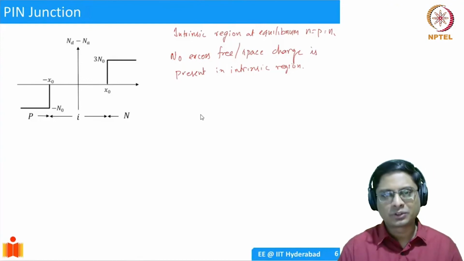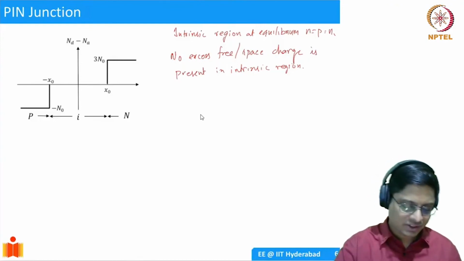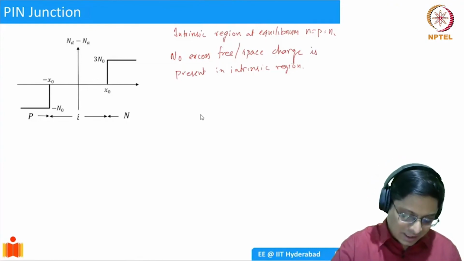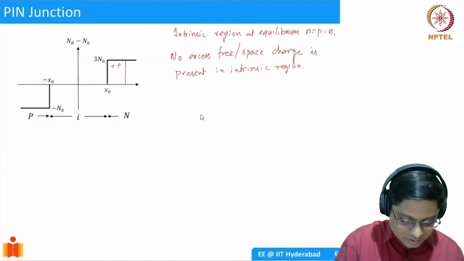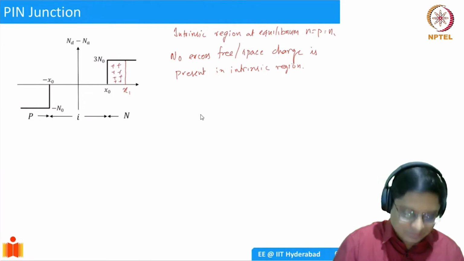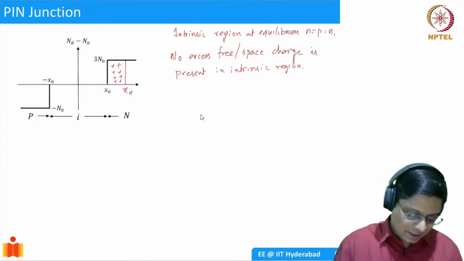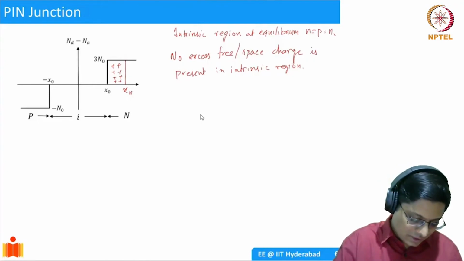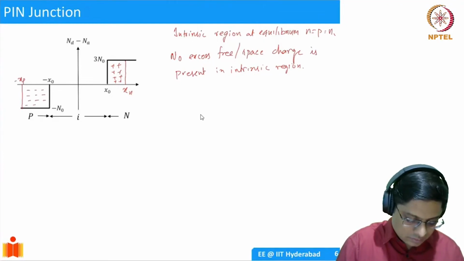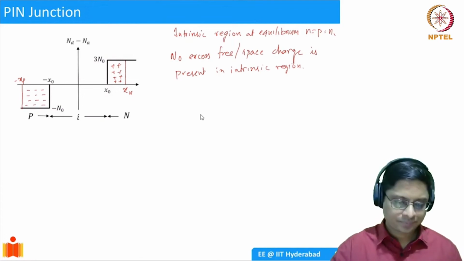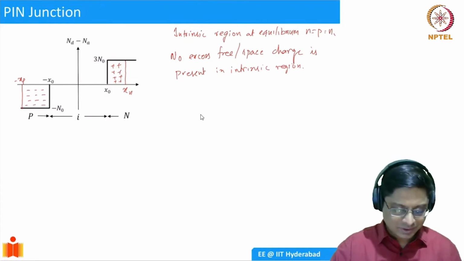So you'll have the same sort of physics, the same sort of space charge is created, and that's why you will have some space charge here, which is positive, and this will be your xn. And on this side again you will have minus xp and negative charges. Okay, so what happens after this?